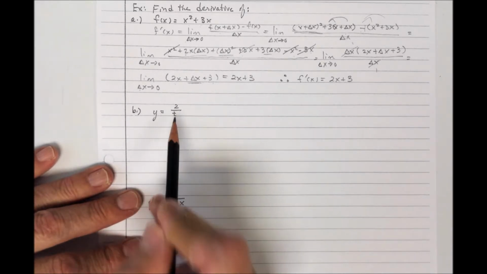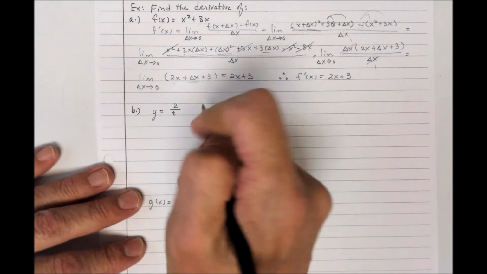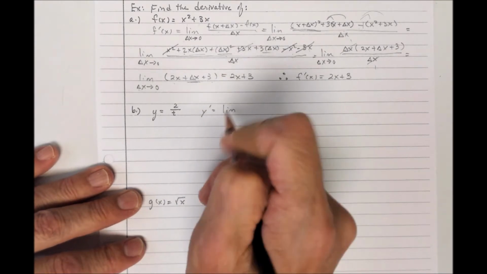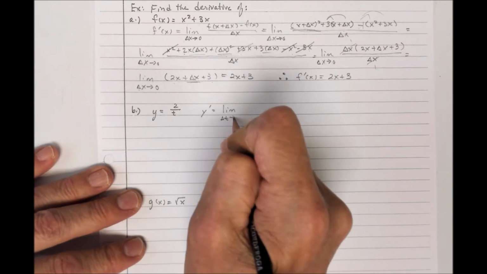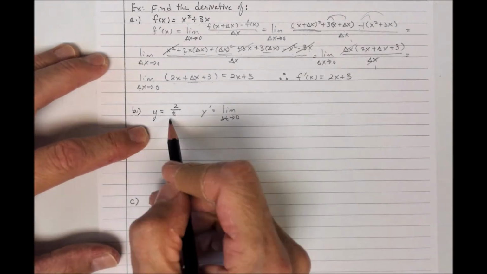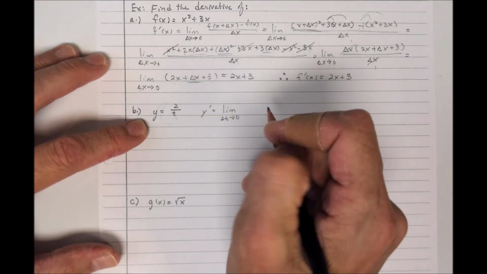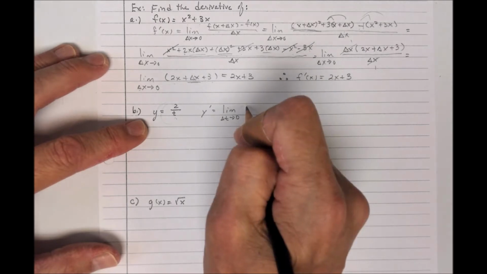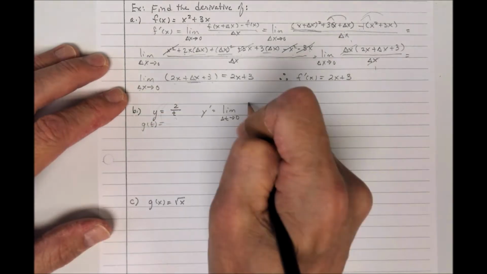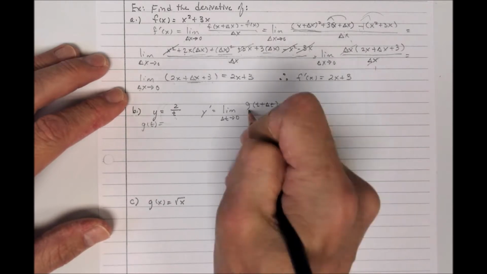Y equals 2 over t. Now in this case, my independent variable is t. So I'm going to say y prime is equal to the limit as delta t goes to 0 of, this is my function here, so this is what I would be plugging in. I kind of hate to use that notation. I don't want to mess you up here. Maybe we should call this g of t. So it would be g of t plus delta t minus g of t all over delta t.